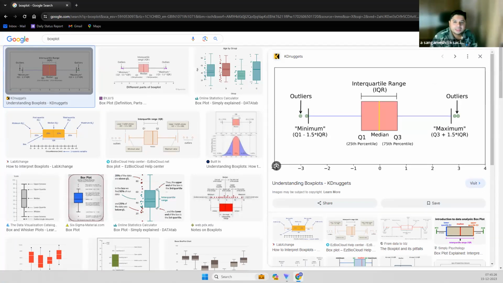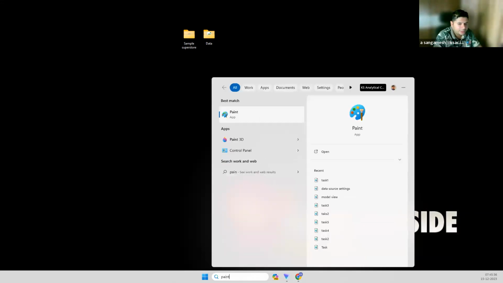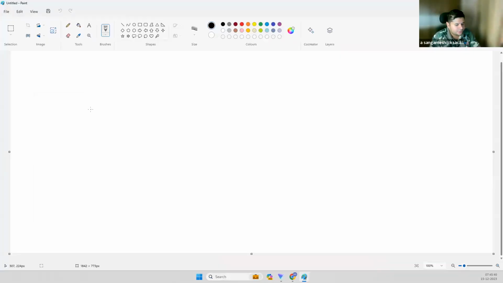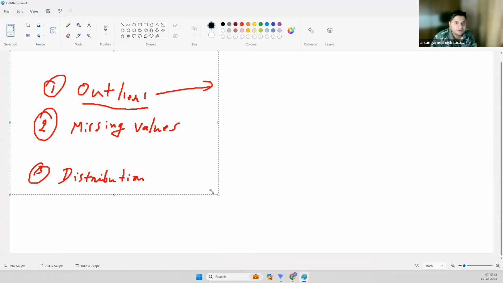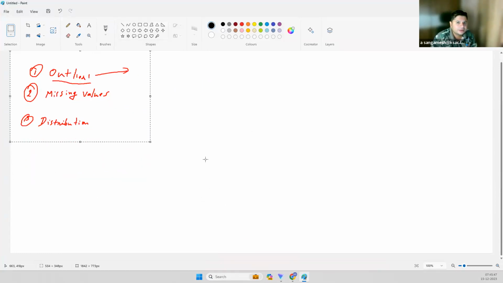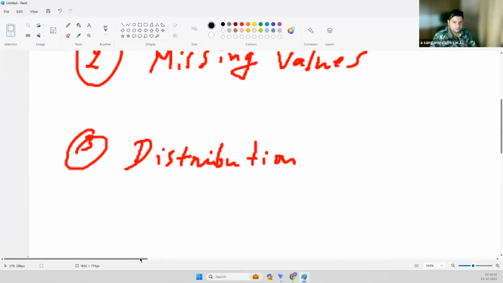So outliers are very important in data transformation, because whenever we find outliers, where is this paint? P-A-I-N-T, paint. Okay. Whenever we have this kind of, what I can say? Okay, good.